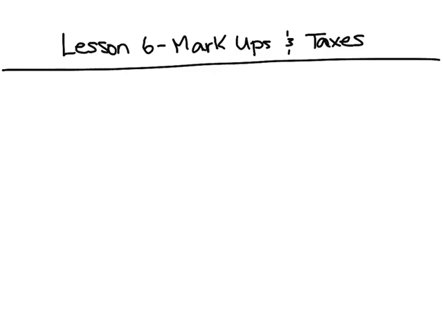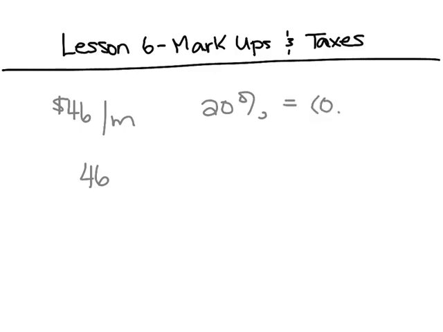So, calculating the markup. Example 1, Arlene purchases fabric at a wholesale price for her store. She pays $46 per meter. She charges a markup of 20% on the fabric. What will Arlene charge her clients per meter? So first, to find the markup, we're going to take 46 and multiply it by 20% as a decimal, which is 0.2.